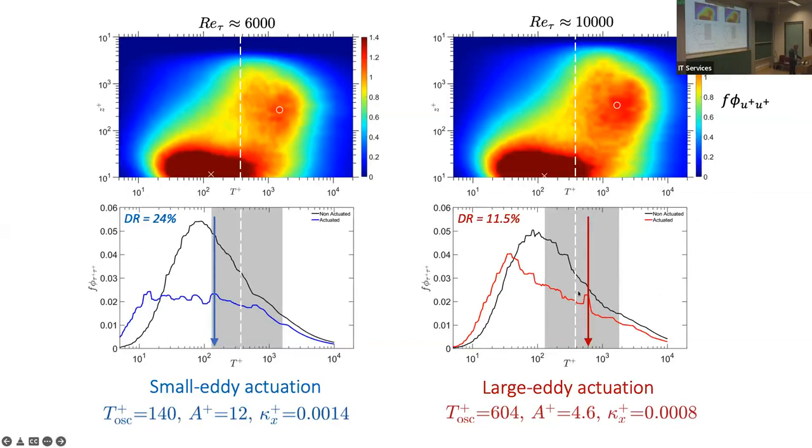Even so, we see that there's a broadband response. So there's an interscale communication going on here. Even though I'm forcing at one frequency, I'm attenuating the turbulence across multiple scales. And importantly, in fact, for this case, even though I'm actuating at these large structures, I'm actually getting more percentage reduction in the small scales. So that's very interesting.